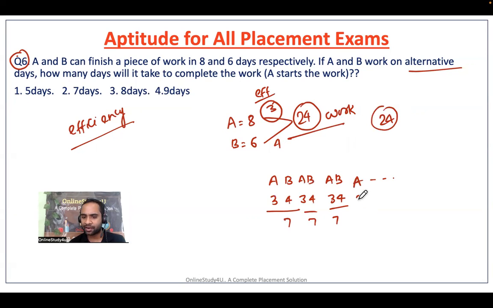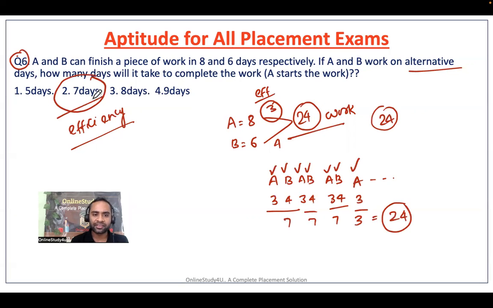A. And A in 1 day can complete 3 work. So next day A will be completing 3 work. That means 24 work is completed. How many days will they take? 1, 2, 3, 4, 5, 6, 7. If they're working alternatively, they will be able to complete the work in 7 days. So option 2 will become the correct answer.